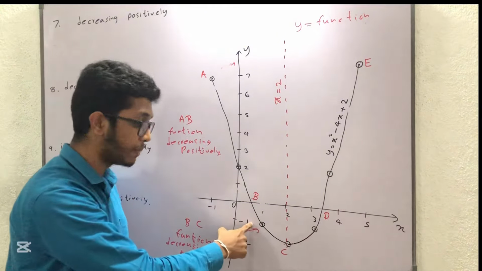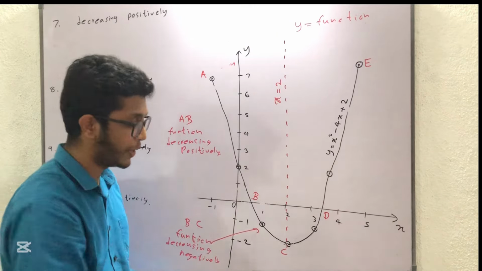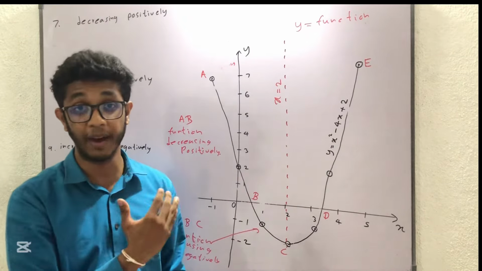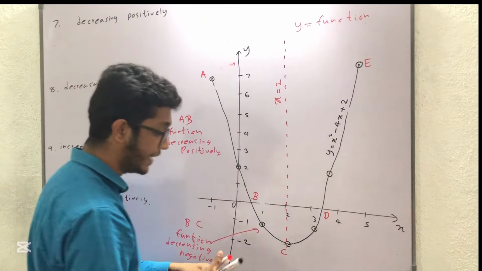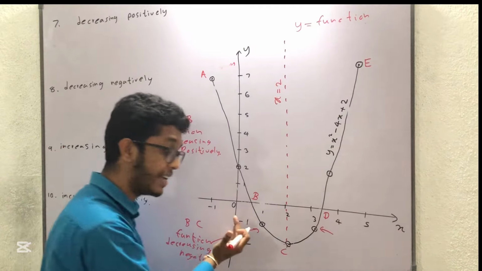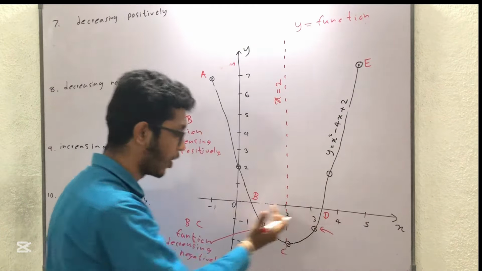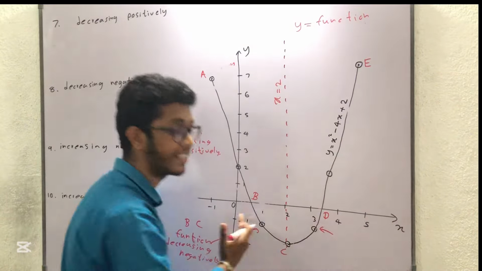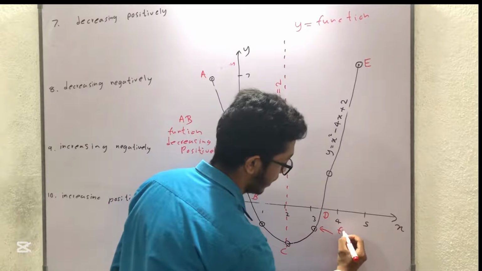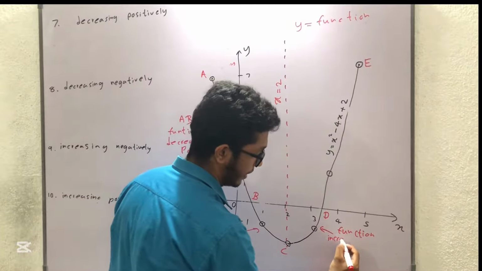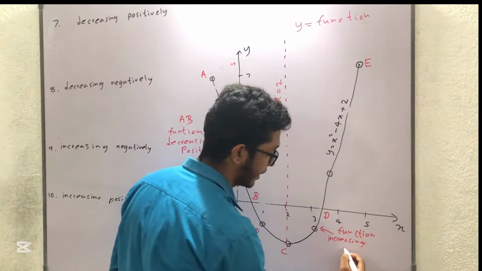Here also that is -1. Sign is minus. So in this CD part of the graph, y values are increasing, but all of them are negative. So the CD part of the graph means the function is increasing negatively. That is increasing, but all of the y values are negative. So in this CD part, function increasing negatively.